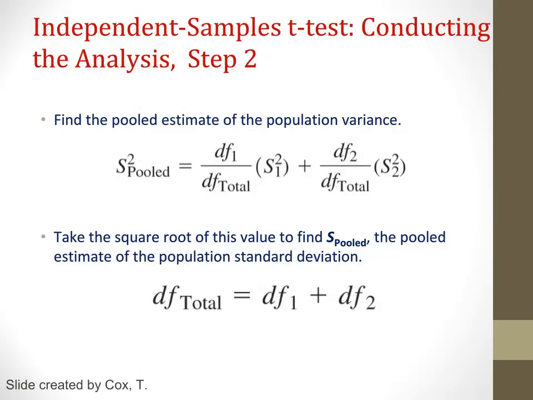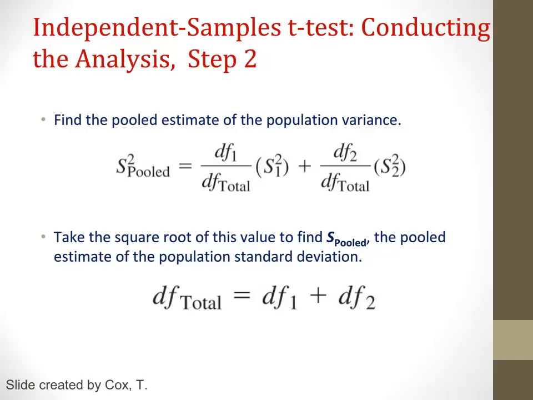This brings us to an important assumption of the t-test analysis, that the two distributions have the same variance. Using this assumption, we can use the estimated variance of our two samples from step 1 to compute an overall variance based on both samples. In the formula here, S squared pooled represents the pooled estimate of the population variance. df1 is the degrees of freedom from the first sample, such as the treatment group, and S squared 1 is the variance for the sample that we estimated in step 1.